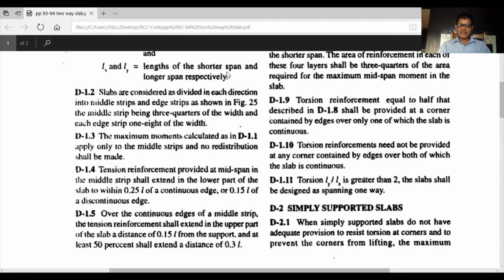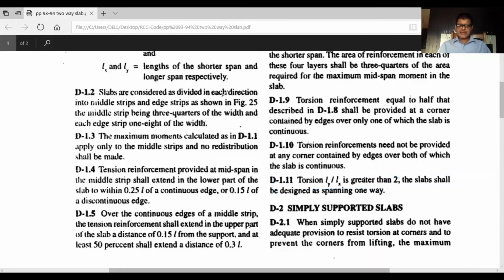This we have discussed earlier, where the codal provision is given. If Ly by Lx is greater than 2, then it is designed as a one-way slab. So Ly by Lx greater than 2 is a one-way slab, less than or equal to 2 is called a two-way slab. So this is the codal provision given. These are the guidelines given for the design of restraint slab, where the corners are prevented from lifting. So you are providing the torsional reinforcement where there is a chance that corners can be lifted.